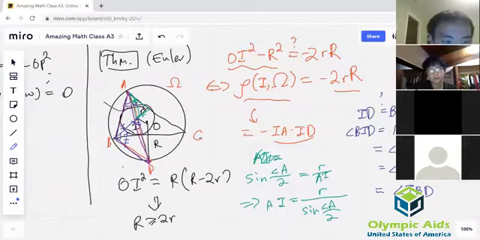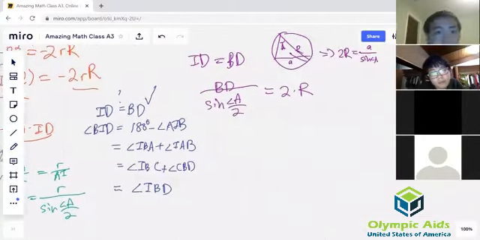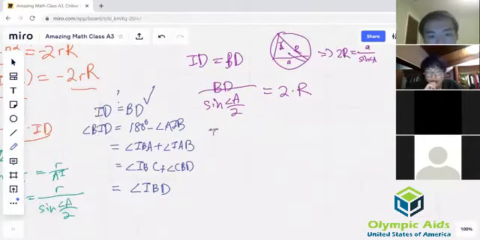We know that this angle is angle A over 2 by the angle bisector. We know that BD over the sine of that angle is going to be 2 times the circumradius R. All right, so now we know that ID, which is equal to BD, is 2R times sine of angle A over 2.